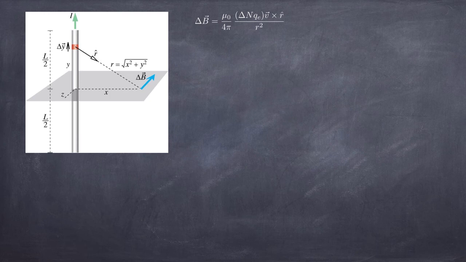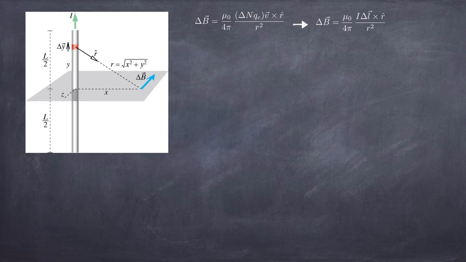I've got the number of charges in a little chunk of wire, times the charge in each chunk, times the velocity of the charges crossed into r hat, all divided by r squared. Now, that first product, the number of charges times the charge in each guy times the velocity, turns out to be nothing other than the current times the length of the wire. So I first make that substitution. The current in the wire, I'm going to presume, is constant.